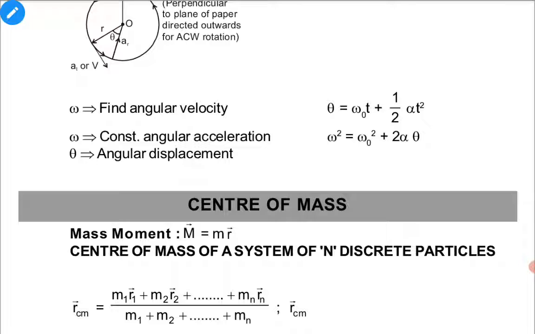Now in this video, I am going to revise all the important formulas in the chapter Center of Mass and Rotational Dynamics. So let's start. Mass moment m equals m into r.